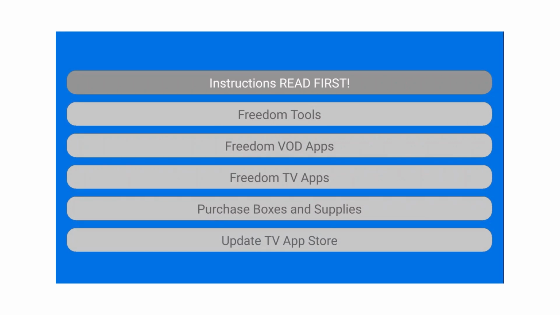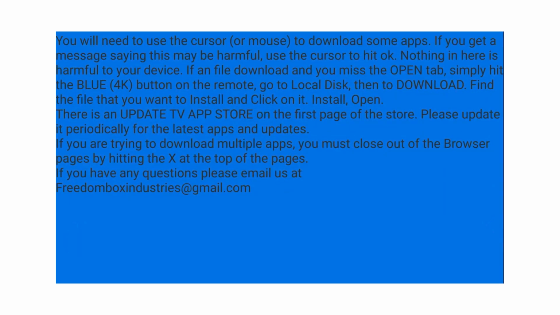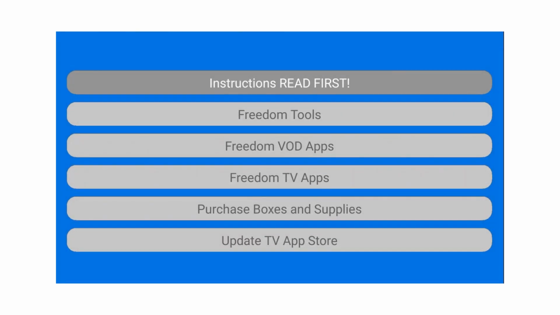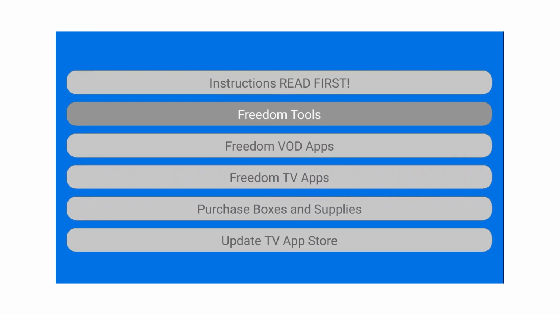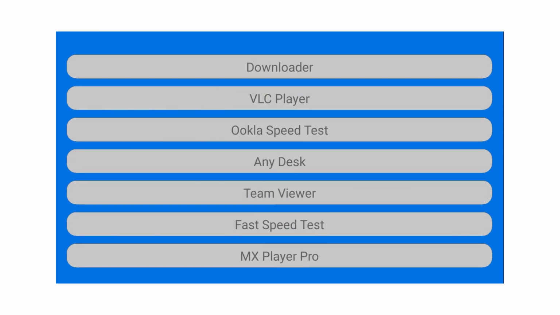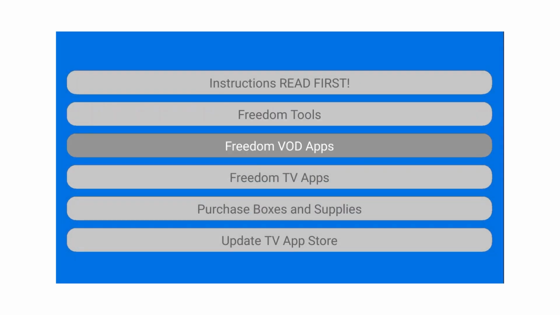And our first section is the instructions. I suggest taking a picture of this from your cell phone or tablet in case you need to reference it while downloading. Or you can always reference this video. Second, we have Freedom Tools. MX Player's in here. Fast speed test, AnyDesk, downloader, VLC player, etc.